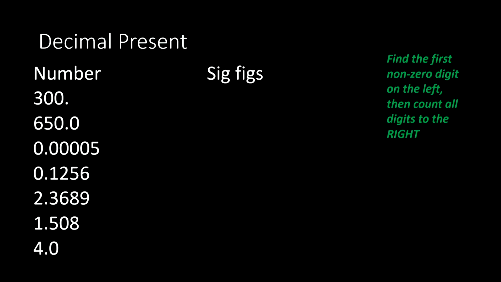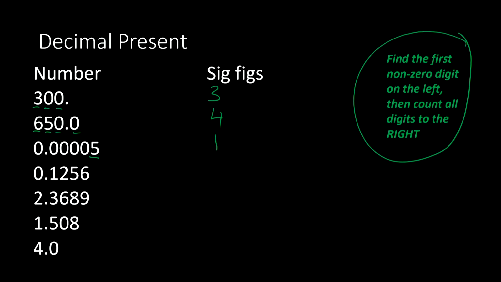So let's go ahead and try some. Again, our rule is here on the right hand side, so we have our first non-zero digit on the left. In our first number that will be 3, and every digit after that is going to count, so those zeros will count. In our next number we underline the 6, the 5, the 0 and the 0, giving us a total of 4 significant figures. In our third number, our first non-zero digit is a 5, so in this number we only have 1 sig fig.